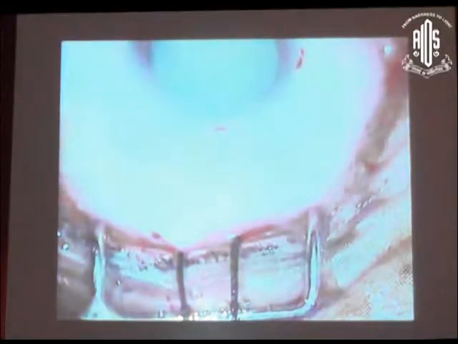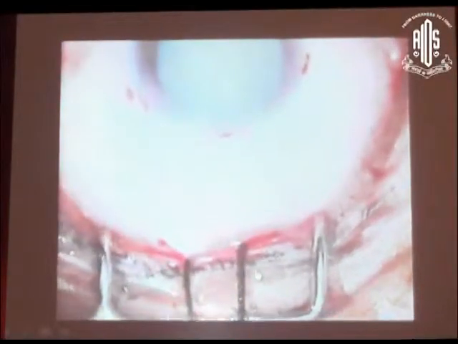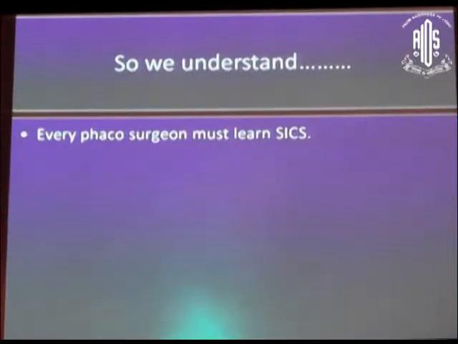This is just an example. The sister announced that the phaco tip is broken. I said, give me another tip. She said, the other tip has not been supplied. And I had to switch over to the SICS, which we will be talking about in detail. You can always fall back on the cushion of the SICS in situations like power failure or machine failure. So what we understand out of all that is that every phaco surgeon must learn SICS. Power failure, machine failure can happen anytime.